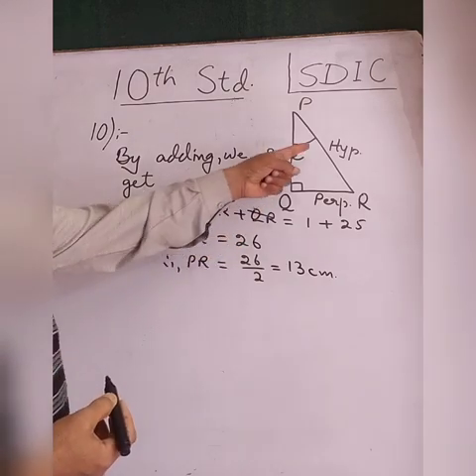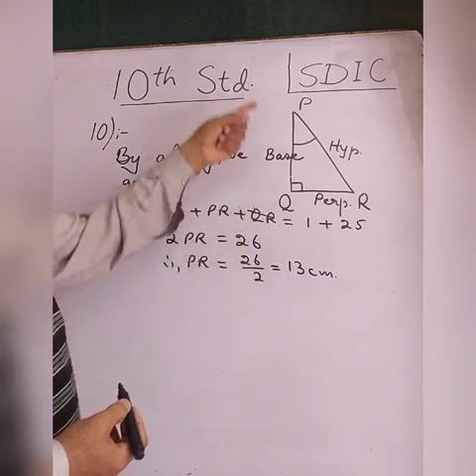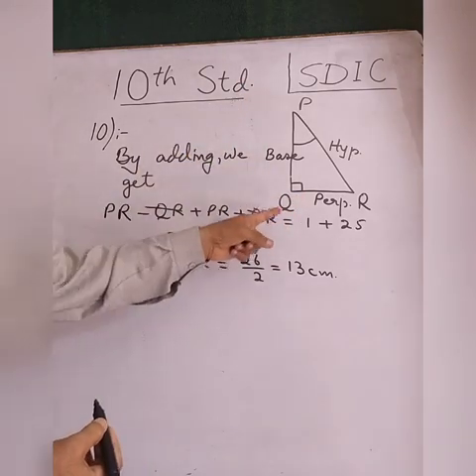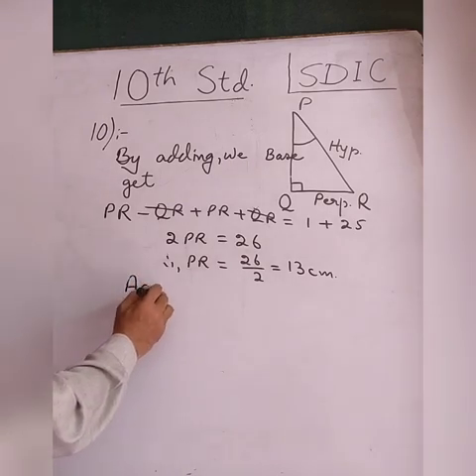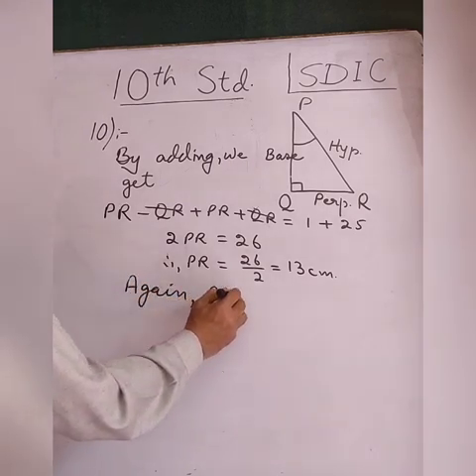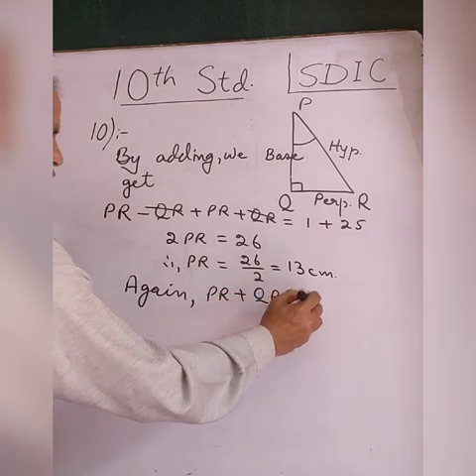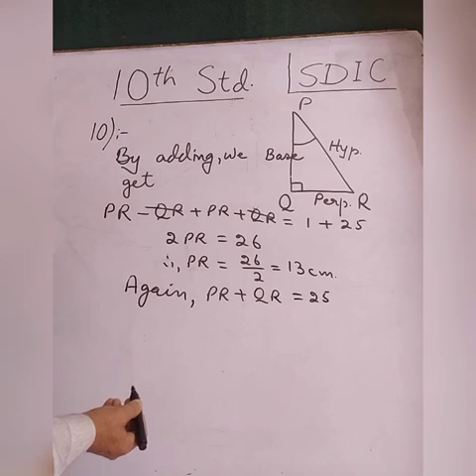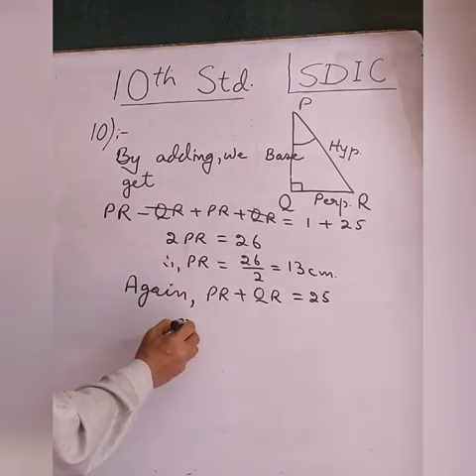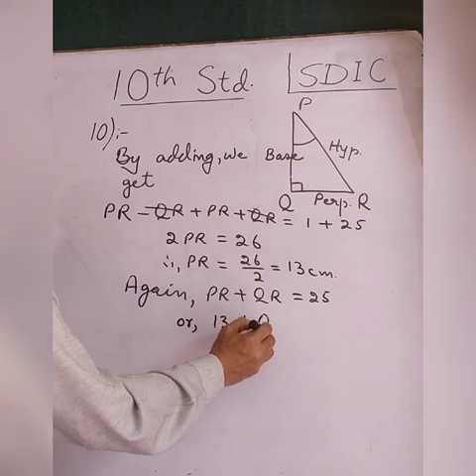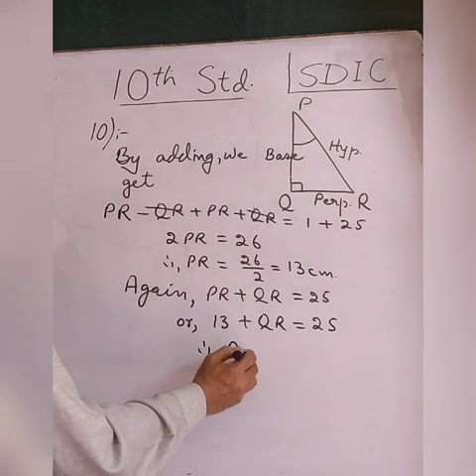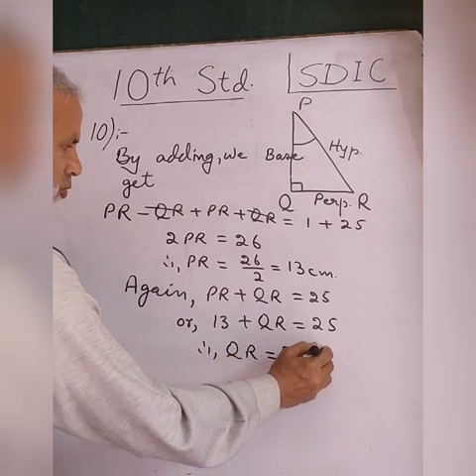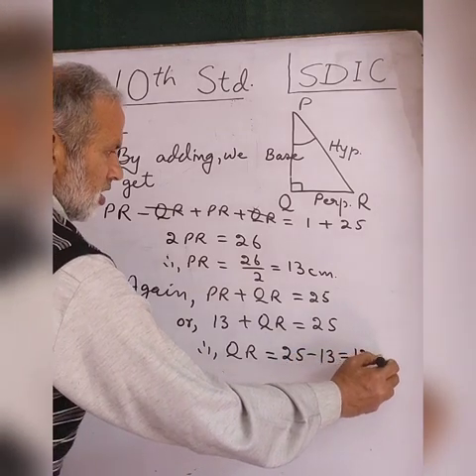Thus we got measurement of PR also. Already PQ is given to us. Now what is left is QR. That value of QR we will again get from this expression. We are given PR plus QR is equal to 25. Now in this, use the value of PR. Just now we found 13 plus QR, which we would like to find, is equal to 25. Transpose 13 to get the measurement of QR. 25 minus 13, 12 centimeter.